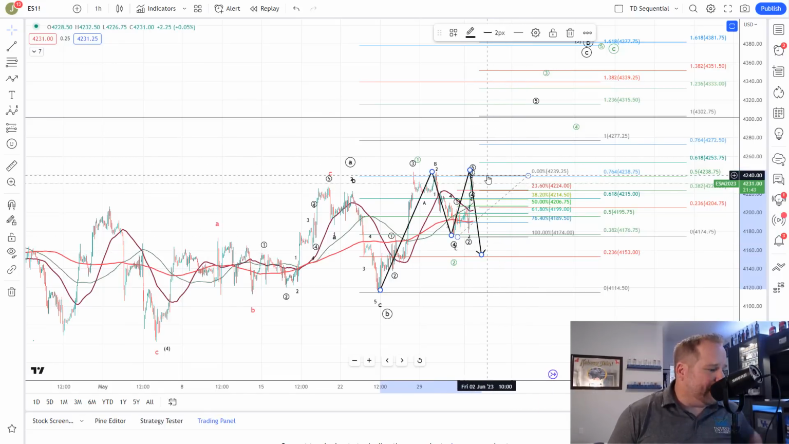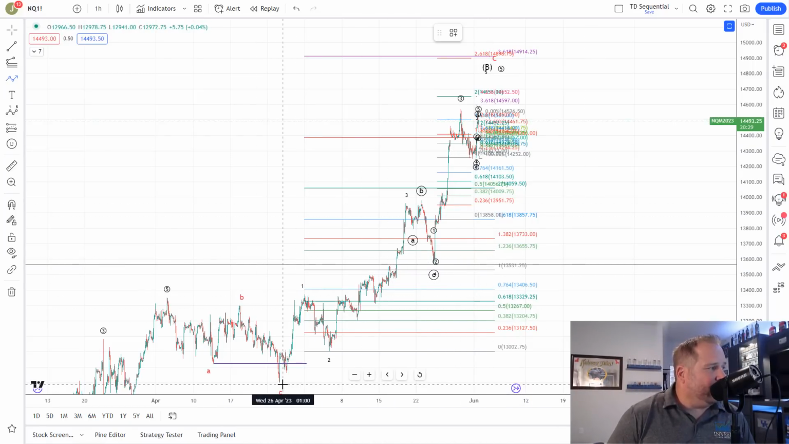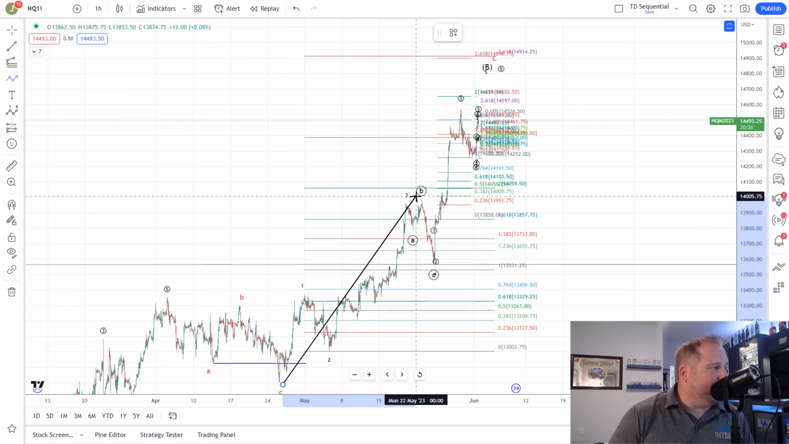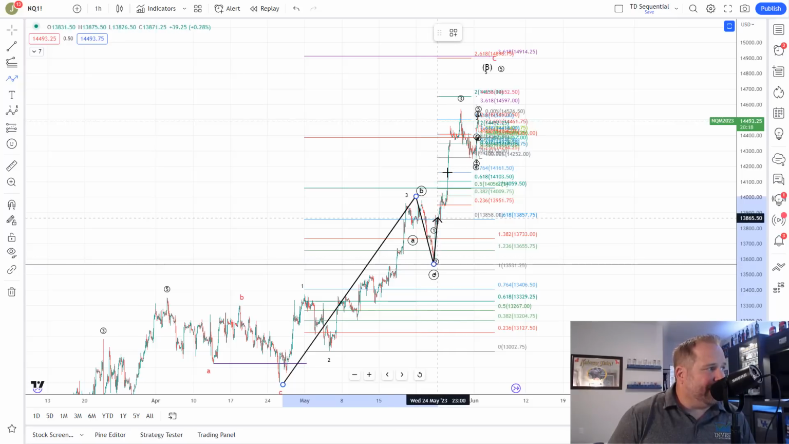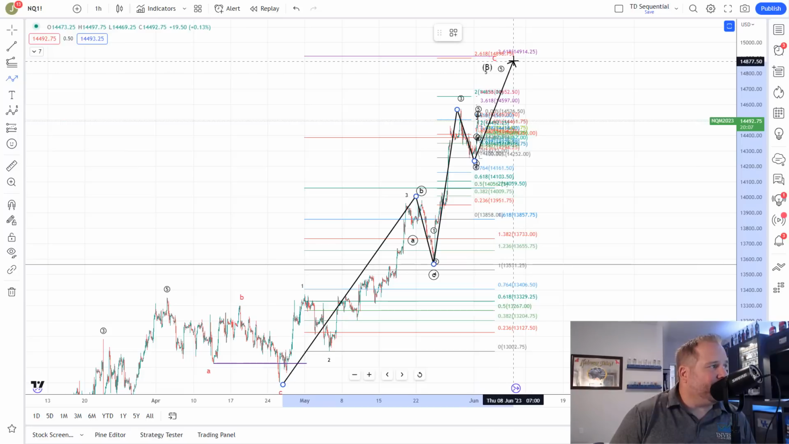Over on the NASDAQ, we've been all over this as well. We're on the 1-hour chart here. And they got the ABC down for 2. They came up and completed wave 3, came all the way back exactly to the 1.0 here and held, which is exactly what you would expect to see. And then we've seen the push up in wave 3 to complete. And then we see the pullback in wave 4, which came back to that extension perfectly. And now is pushing up to complete this wave 5, which should be around the 14,900 area.